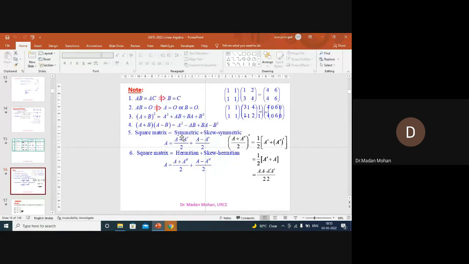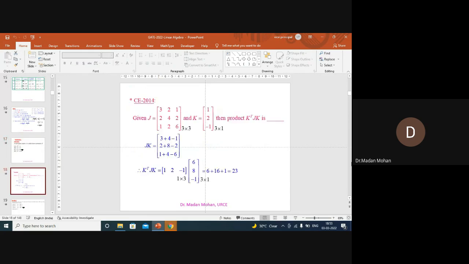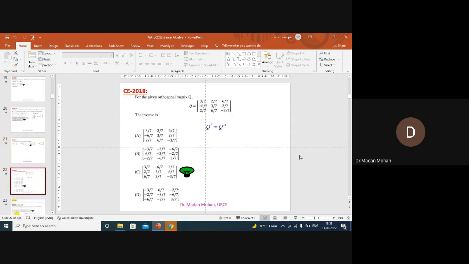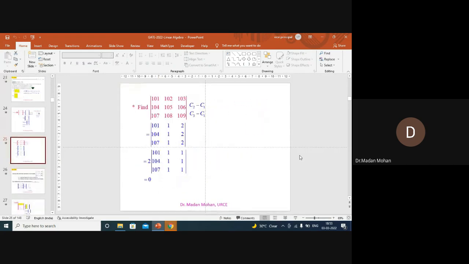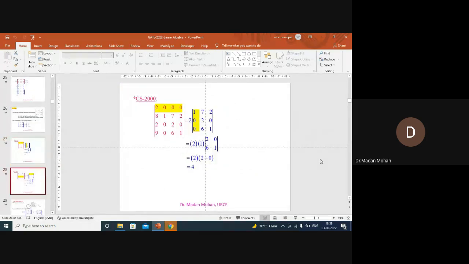Here A plus A transpose by 2 is the symmetric part of A. A minus A transpose by 2 is the skew symmetric part of A. Similarly, every square matrix can be written as Hermitian plus skew Hermitian. A plus A power theta by 2 is the Hermitian part of A. A minus A power theta by 2 is the skew Hermitian part of A. Later I explained certain problems. I explained the determinant problems also yesterday.